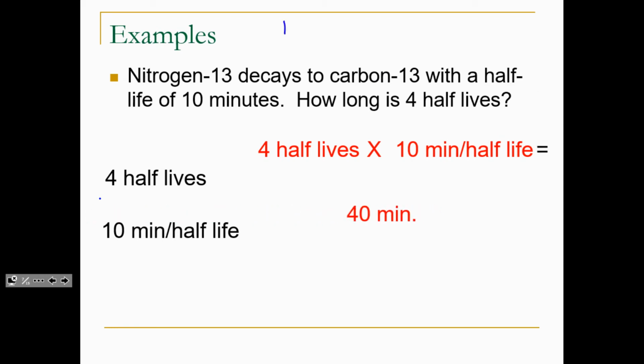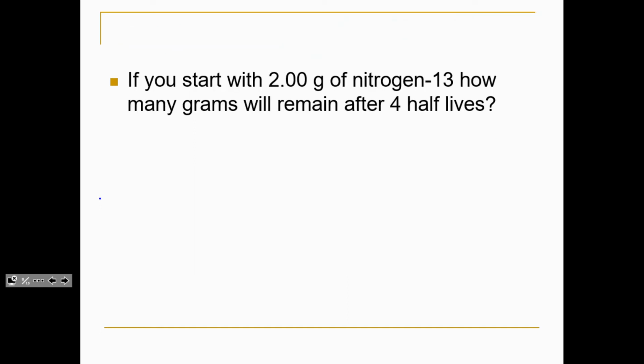And if we started out with some amount, say 10 grams, what we could do is go through 4 half-lives and actually figure out how much we have left. So if we start with 2 grams, how many grams will remain after 4 half-lives? Well, we know that it took 40 minutes to do this, but how much will be left over? So after 1 half-life, we'll be at 1 gram. We halve it, right, divided by 2.